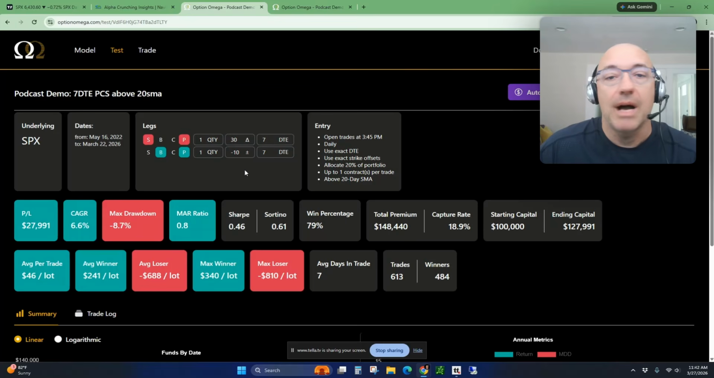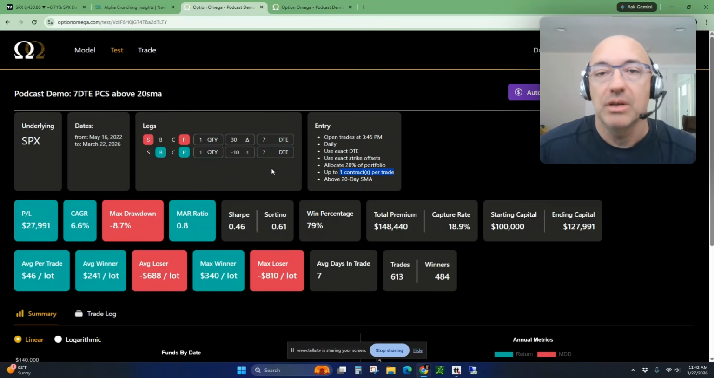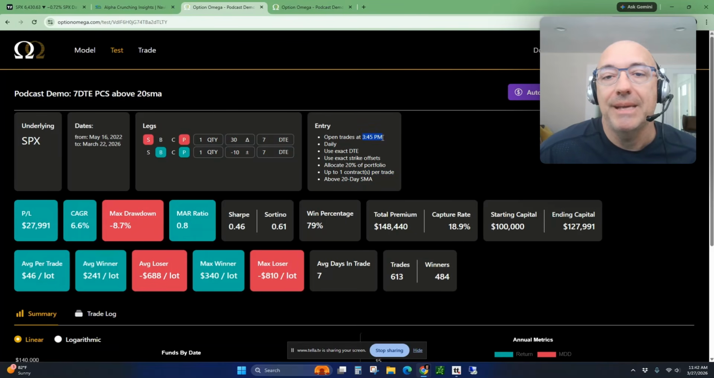First of all, I'm only setting this to trade one contract at a time, so please ignore the drawdown and the MAR ratio and all these things. We're just showing an example here. These trades are taken at the end of the day, 3:45 p.m., and again, only if we're above the 20-day simple moving average on the SPX. We're going to sell a put at about a delta 30 with 7 days to expiration, and then buy a put 10 points lower, creating the credit spread. That's sort of our protection.